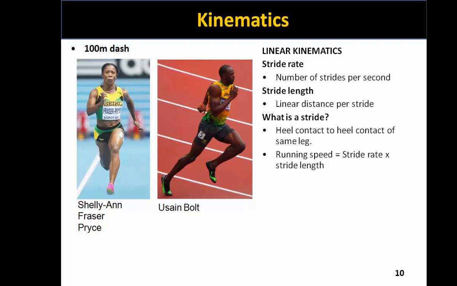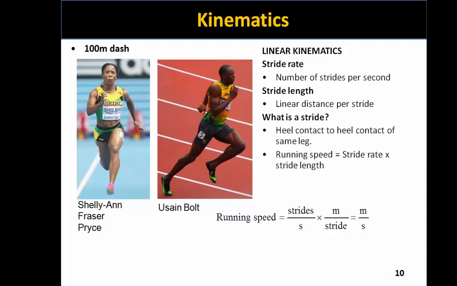So running speed is equal to stride rate times stride length, as that product will define the performance of that particular athlete. Now, it's important to note here that stride rate and stride length are not exclusive to the 100-meter dash. These are definitions and variables that would quantify any type of ambulatory movement, and are common variables to examine, for example, in older adults that are functionally limited but are still able to ambulate over ground.